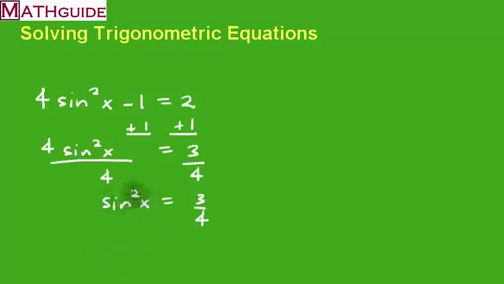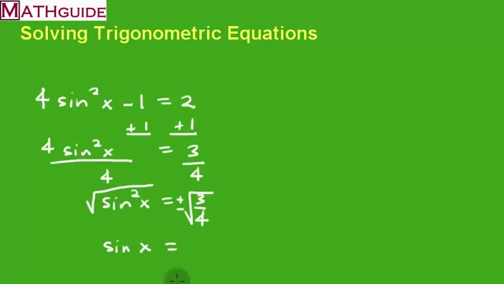Alright, so let's see, the opposite of squaring is square rooting. When we take the square root of both sides, we're going to do plus or minus. When we take the square root of sine squared, we get sine.